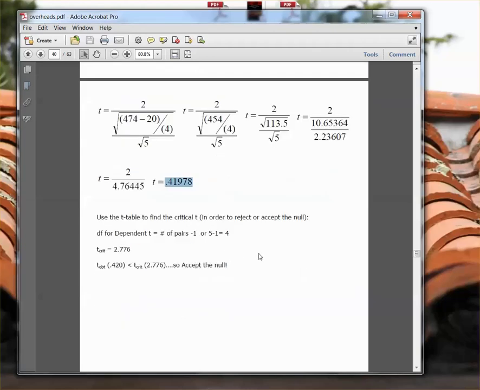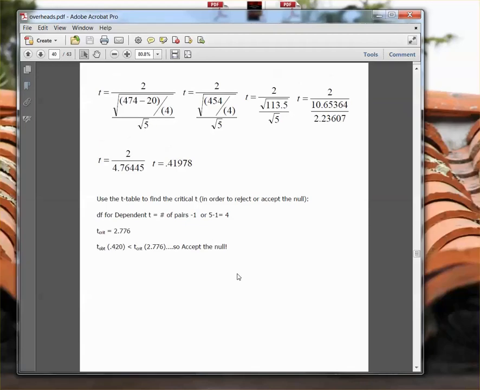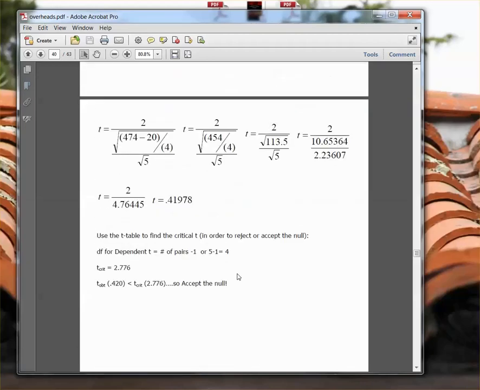So now what we have to do is get a critical t for the dependent t. So you're going to look at a different table for dependent t, and the degrees of freedom here is the number of pairs of scores. Again, n being 5. 5 minus 1 is 4. We have a critical t. We compare them, and our obtained t is less than our critical t, so we're going to accept the null. So that's how you do it. That's how you calculate a dependent t.